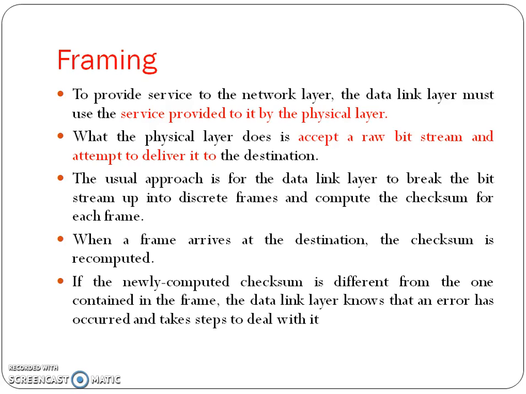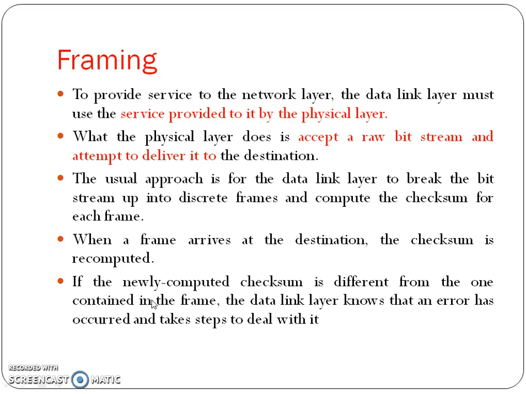So let's discuss framing techniques in the data link layer. To provide services to the network layer, the data link layer must use the services provided to it by the physical layer. What the physical layer does is accept a raw bit stream and attempt to deliver it to the destination. If the channel is noisy, as it is for most wireless and some wired links, the physical layer will add some redundancy to its signals to reduce the bit error rate to a tolerable level.